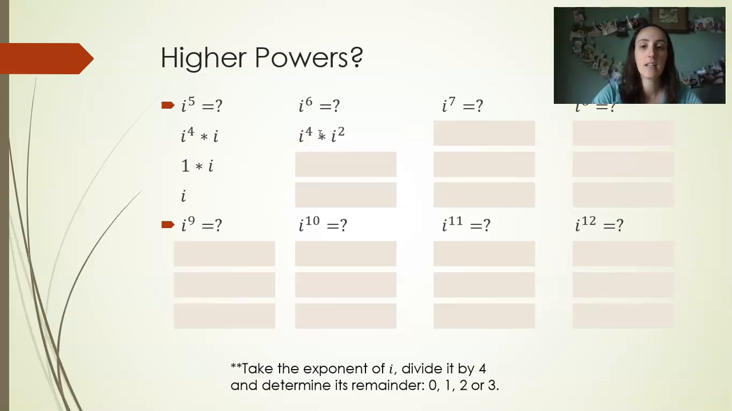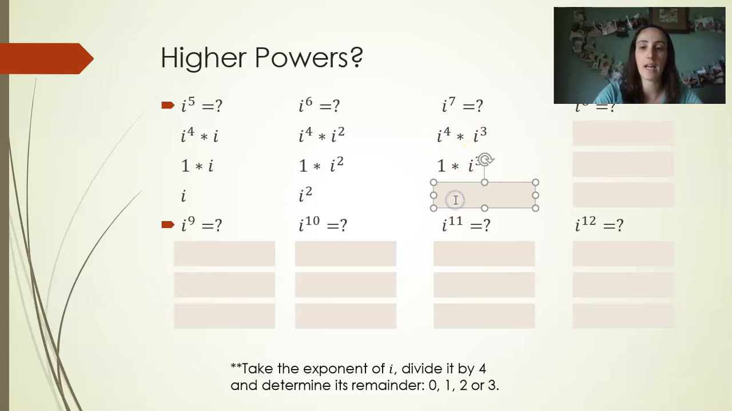i to the 6th, that's i to the 4th times i squared. And again, we know i to the 4th is 1. So that's like saying 1 times i squared, which is then just i squared. And this is going to continue. i to the 7th is i to the 4th times i cubed. i to the 4th is 1. That's 1 times i cubed, which is just i cubed. And i to the 8th is i to the 4th times i to the 4th. We know i to the 4th is 1.